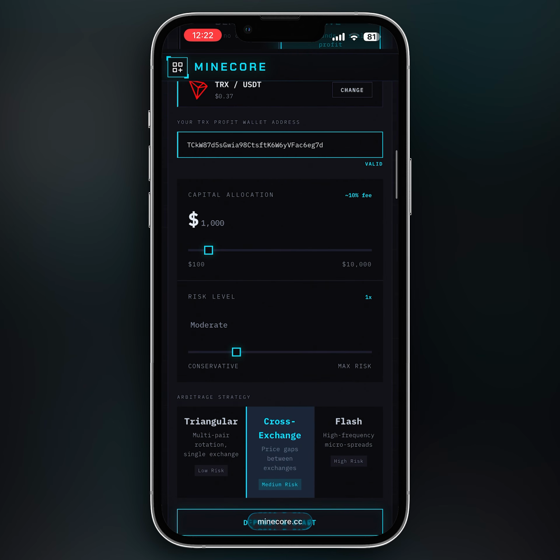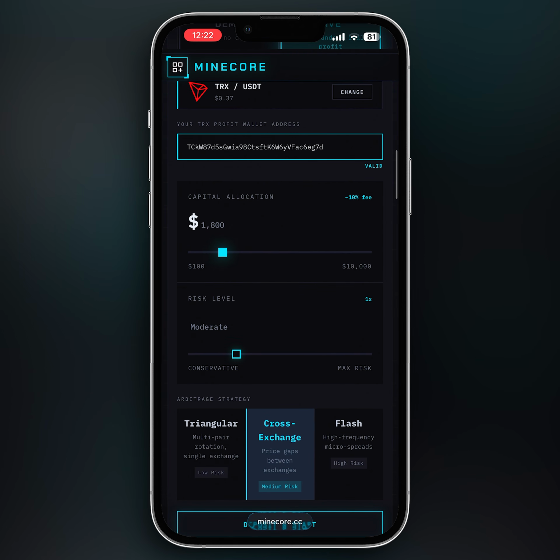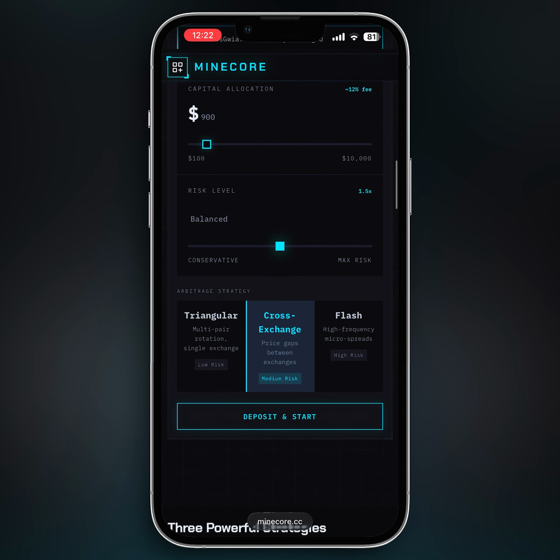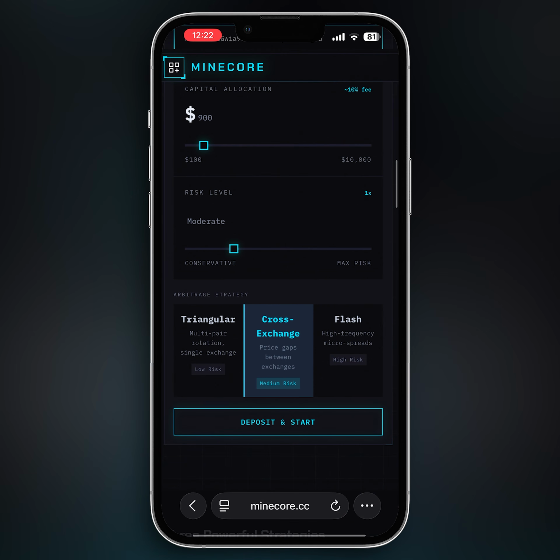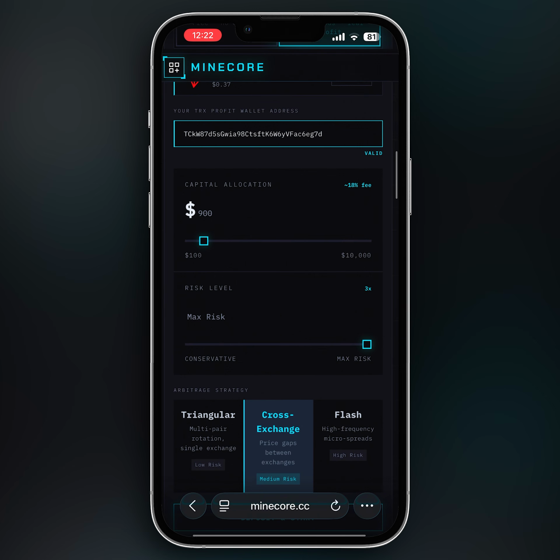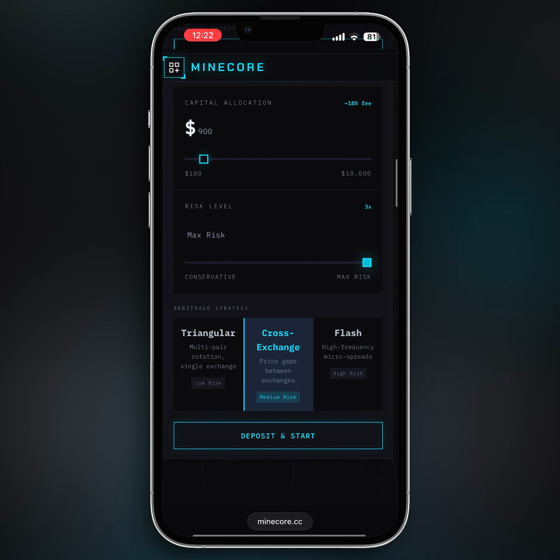Done. Next is the amount, how much capital is going into this trading session. Below that, risk level, and I want to explain this one properly because people always get it wrong. This setting is basically telling the system how picky to be. Set it low, the bot only trades when everything looks really clean and obvious. Set it high, the bot starts taking trades even when conditions are a bit messy.